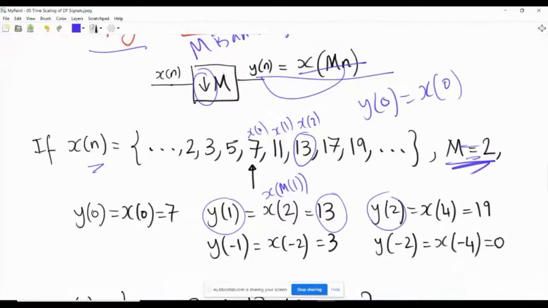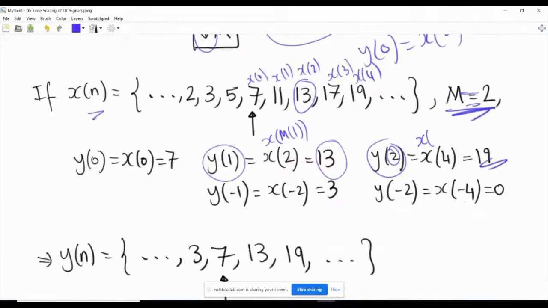Then y of 2 will be x of 4, because again we multiply the index n by big M as we have here. And so this will be x of 4. Where is x of 4? This is 0, 1, 2, this is x of 3, this is x of 4. So this is 19 and so forth.